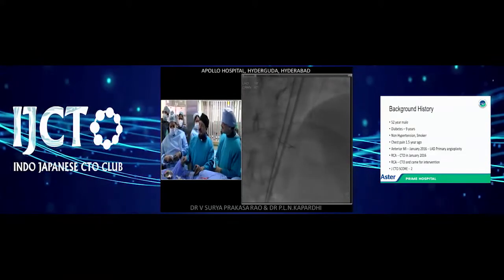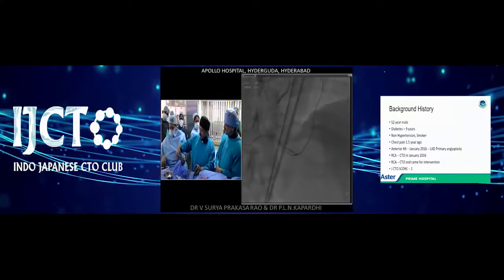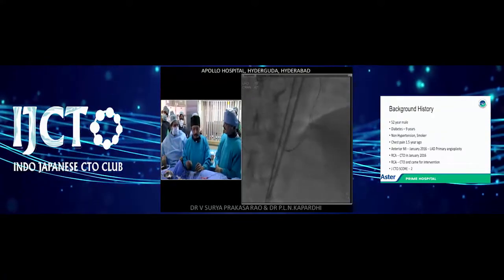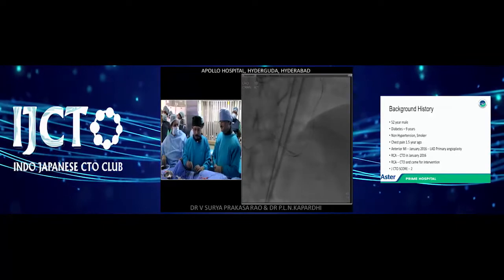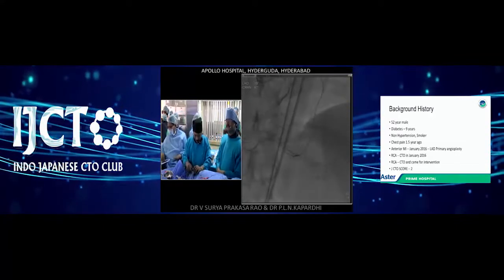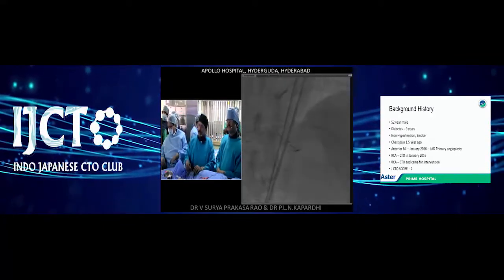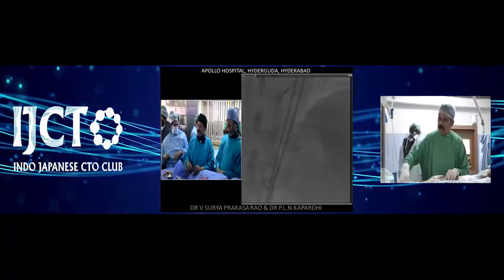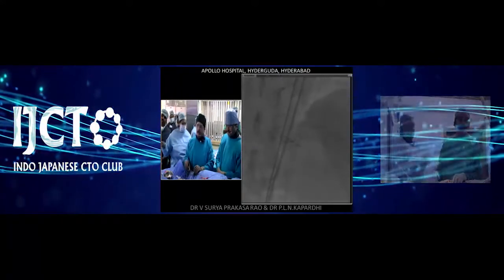So while you're working on that, we'll go to the other lab from Aster Prime Hospital, Hyderabad. And can we switch labs now? So Dr. Pratap Kumar.